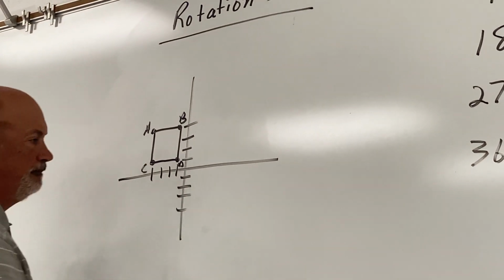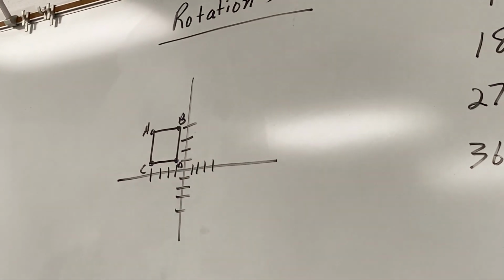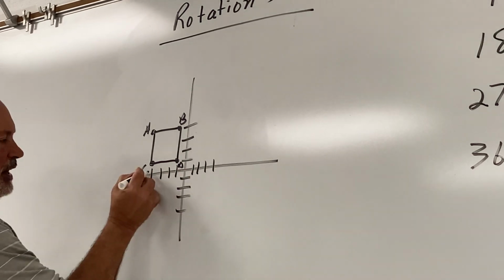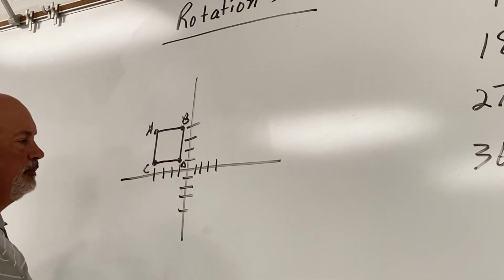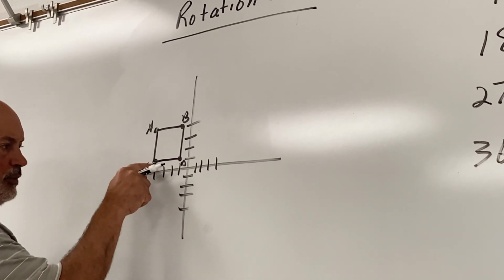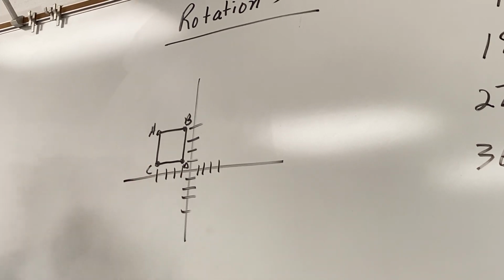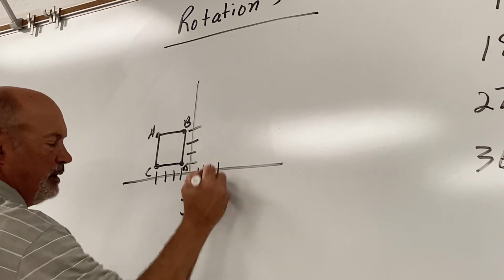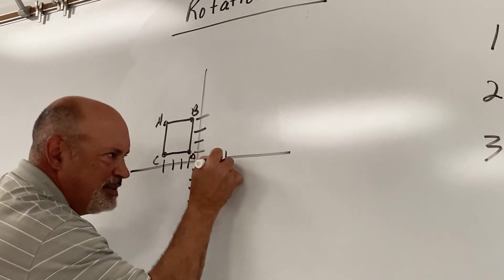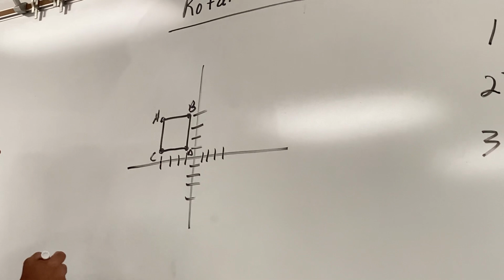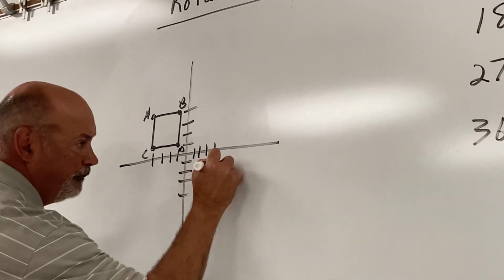Where will C be? 1, -1. C will not be at 1, -1. D will, but not C. I want to know where C will be. 4, -1. It's not -4, kids. -4 is over here, +4 is over here. Where is it at? 4, -1. That's where C prime will be.